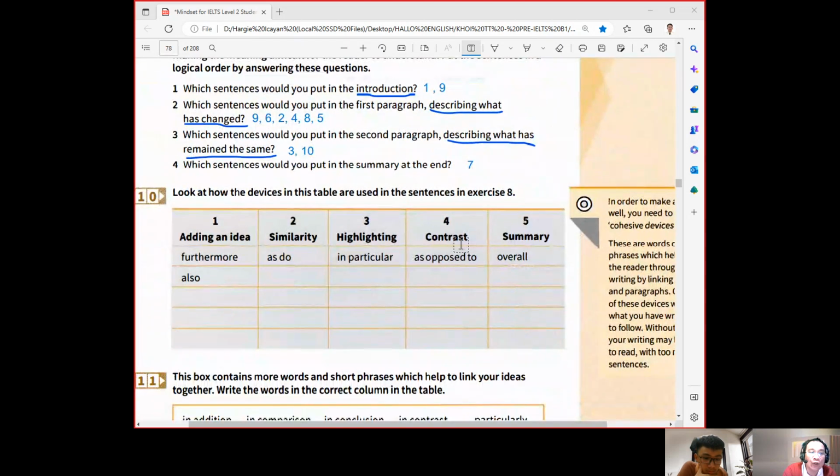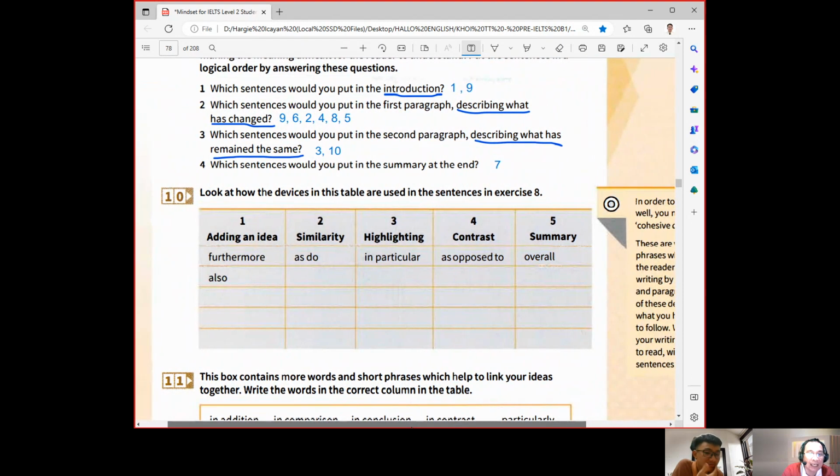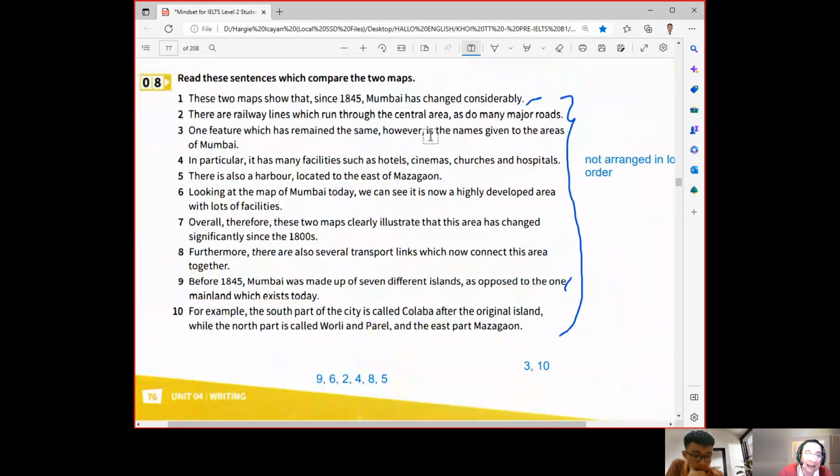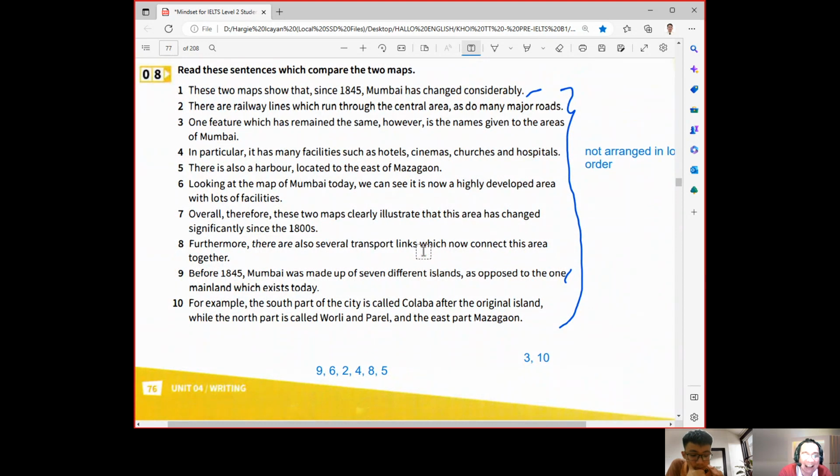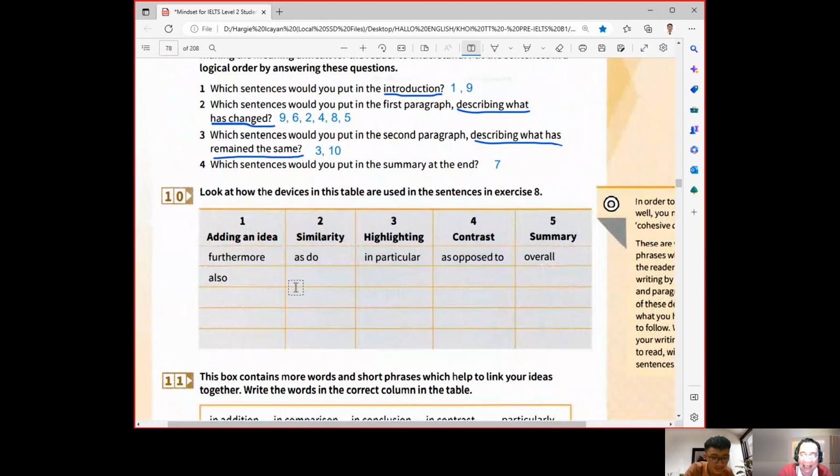So you don't have questions about that, right? Let's proceed to 10. Look at how the devices in this table are used in the sentences in exercise number 8. We have here an example. Adding an idea would be "furthermore". Similarity: "as do". Highlighting: "in particular". Contrasts: "as opposed to". Summary: "overall".